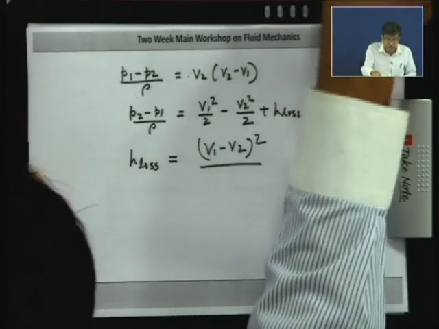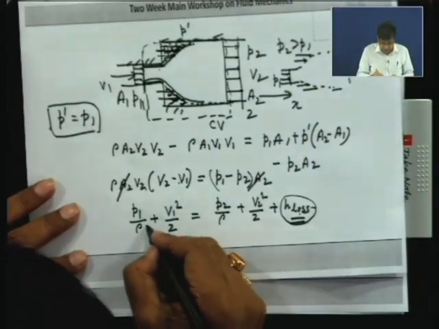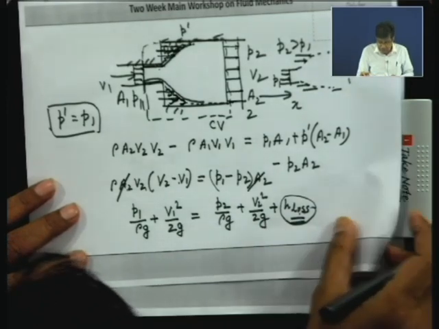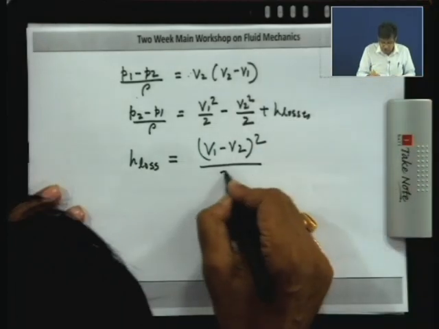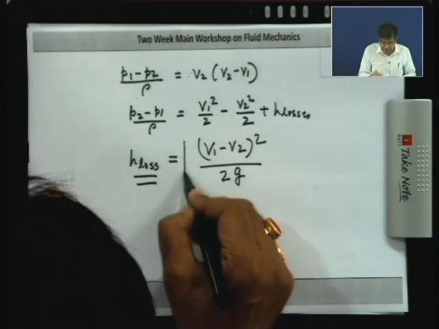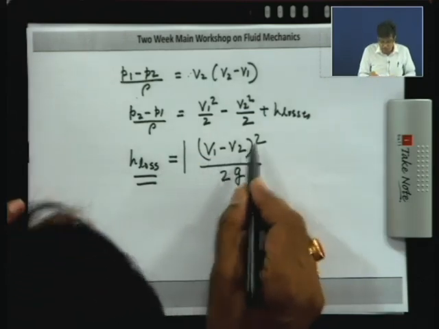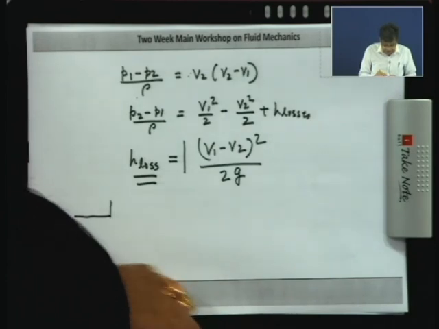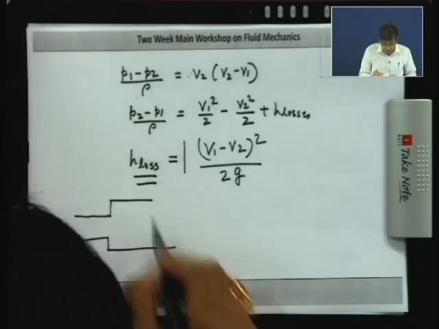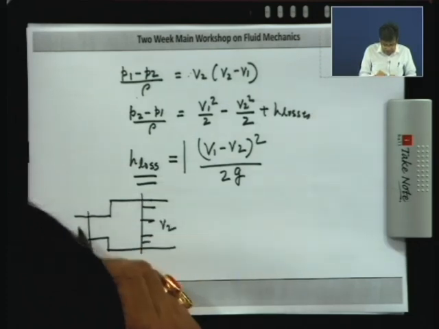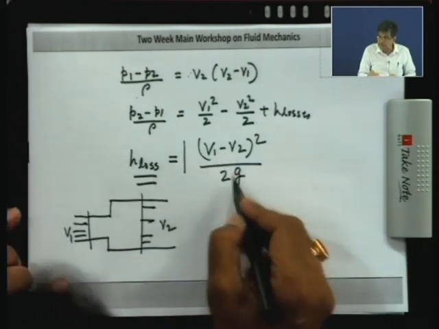I am sorry, I must write this in terms of head, that is energy per unit weight. Now we are dealing with energy per unit weight, head. So the loss of energy per unit weight due to sudden expansion is given by V1 minus V2 whole square by 2g. That means, if there is a sudden expansion and I have a velocity V2 here because of the expansion, and here the velocity is V1, V2 is less than V1, then the loss is given by this.